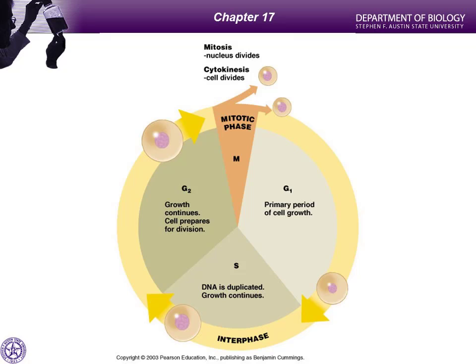Not only that, we're trying to get a little bit bigger because we're about to cut ourselves in half, so we need to grow. But in between our growth periods, we have this S phase, and that's not Superman. S is for synthesis, replication. And what is being replicated in S phase? DNA.